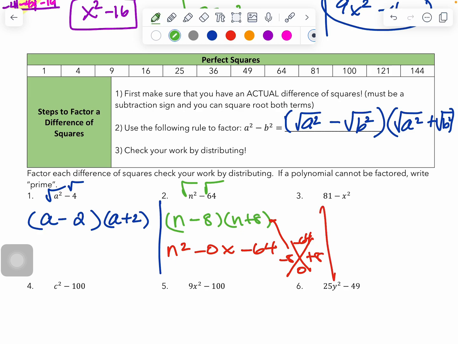Number 3, it is a minus sign, so that's good. It is a perfect square and a perfect square. Square root of 81 is 9. Square root of x squared is x. So it's 9 minus x and 9 plus x. One of them's minus, one of them's plus.